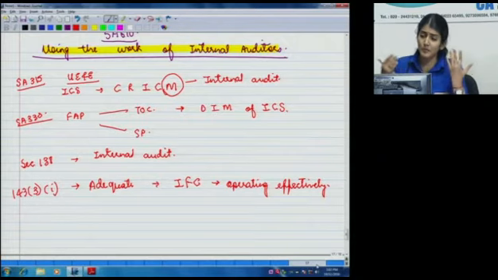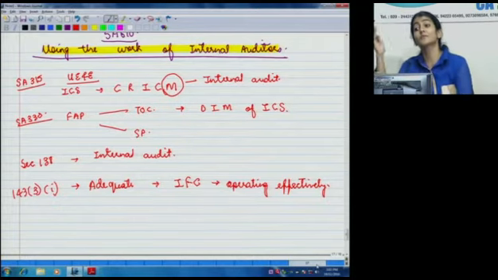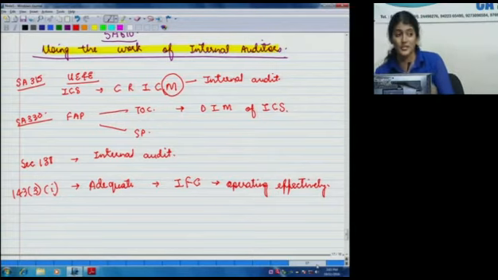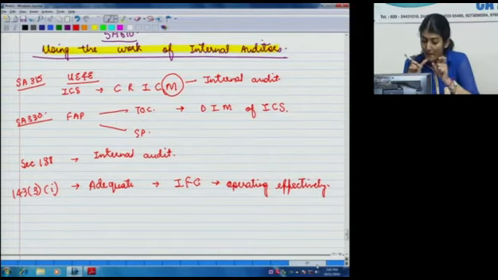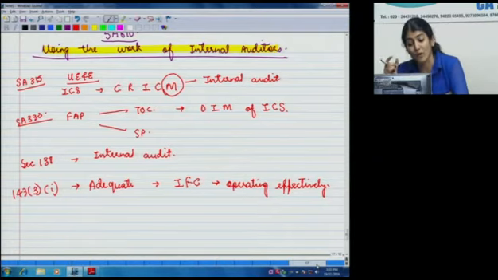Their purpose is only to express an opinion on the effectiveness of controls in the organization. Statutory auditor, you have to go ahead and express an opinion on the financial statements. So as some part of the work of the statutory auditors and internal auditors is overlapping, can the statutory auditor use the work of internal auditor?